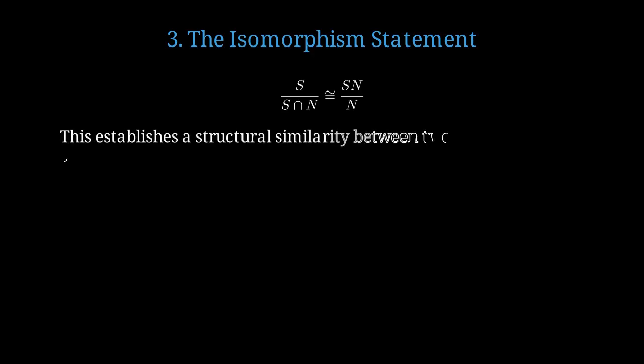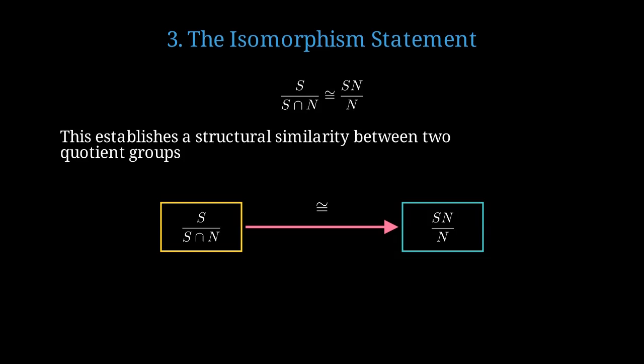Here's the main statement of the second isomorphism theorem. The quotient of S by S intersect N is isomorphic to the quotient of SN by N. This powerful result shows these two seemingly different quotient groups have identical structure. The arrow represents the isomorphism connecting these two quotient groups.